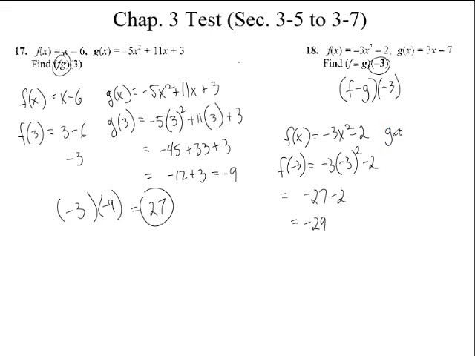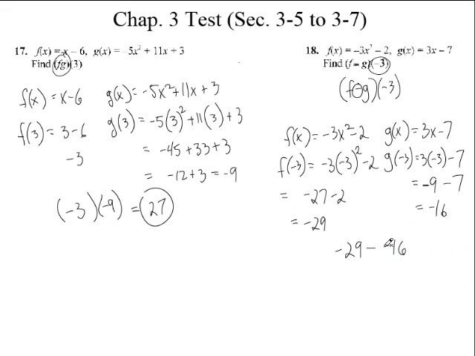Now let's do the g of x. G of x was 3x minus 7. So let's put those in there. We're going to do g of negative 3. So it's 3 times x, which is negative 3, minus 7. That's negative 9. It's a negative minus 7, and that is negative 16. So now we've got negative 29. Now you have to be careful. What are you doing with these? You're subtracting. It's negative 29 minus a negative 16. Minus a negative is plus. Negative 29 plus 16 is negative 13. And you're done.